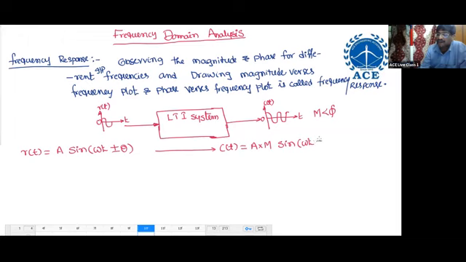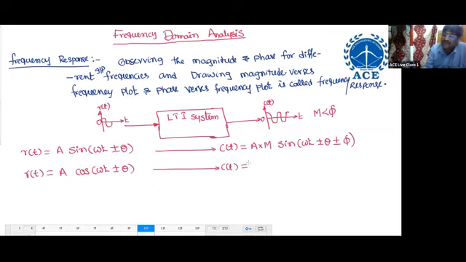Remember, the change in magnitude and phase should be added, and automatically you will get the answer. In case we take r of t as a cos omega t plus or minus theta, if you write the output, the same thing applies: magnitude should be multiplied and phase should be added. Always magnitude multiplied and phase added.